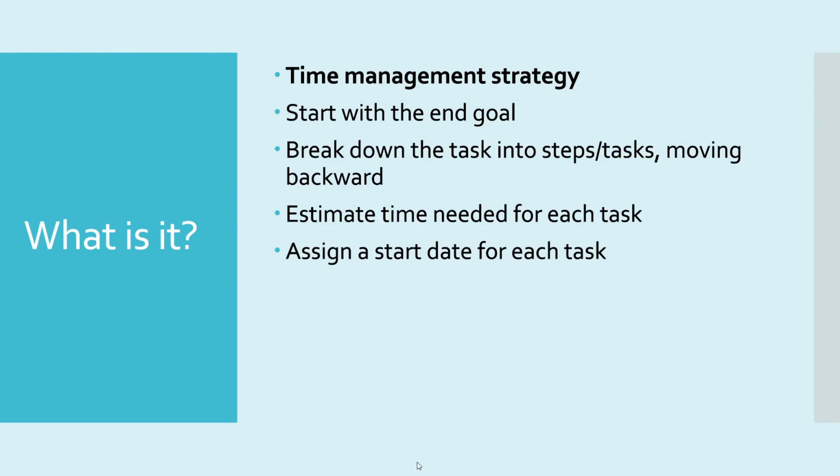Backwards planning is simple. First, start with the end goal. What's due, when, and in what format. Then break the project down into steps from the end back to the beginning. Estimate how long each step takes and assign real start dates. Congrats, you just built a plan instead of procrastinating into panic.